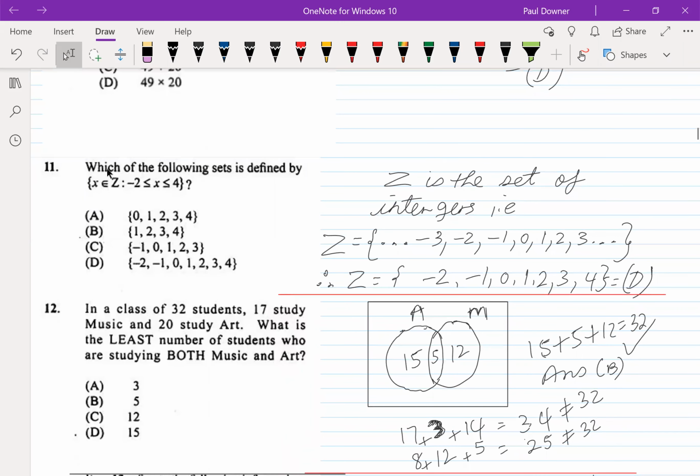And in number 11, they say, which of the following sets is defined by this? Okay, now what does that mean, right? It means X is a member of the set Z, such that X is between -2 and 4, including -2 and including 4, right? So you have to be able to rationalize that. Now, it's a member of Z, but somebody asks, well, what is Z, sir? What is Z? Well, let's move across here. Z is the set of integers.